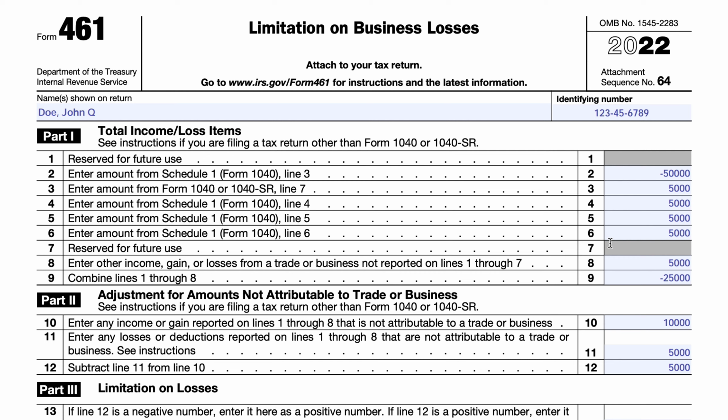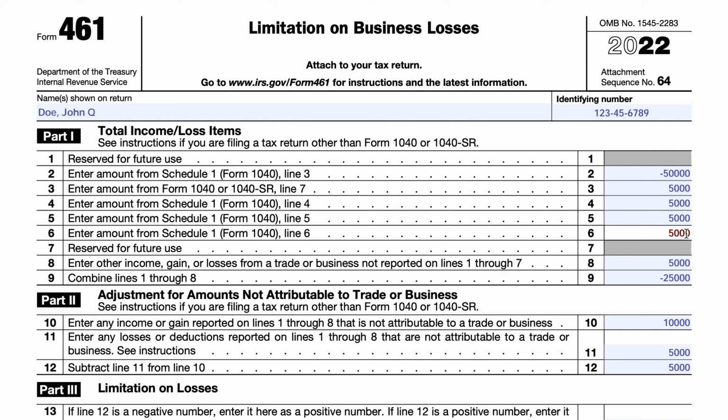So as I've gone through each of these lines, if you don't recognize the name of the form or the schedule, then you might not have that in your tax return. For example, most people know whether or not they're reporting farm income. So if it doesn't apply to you, just leave that blank. In line 8, you would enter any other income, gain, or losses from a trade or business that you did not report on lines 1 through 7.